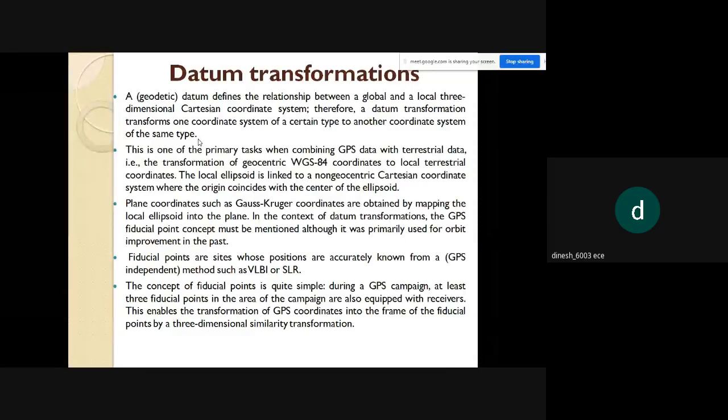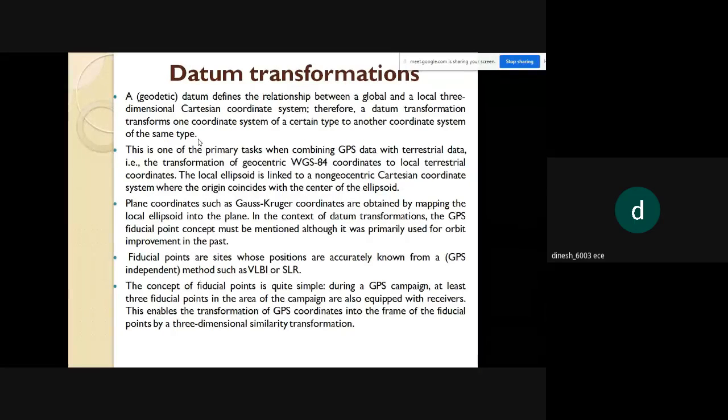The local ellipsoid is linked to the non-geocentric Cartesian coordinates where the origin coincides with the center of the ellipsoid. The plane coordinates, the Gauss-Kruger coordinates, are obtained by mapping the local ellipsoid into the plane with the concept of datum transformations, and the GPS fiducial point gives us much more information about the orbit moment in the past, which can be kept as a reference point and used for further examination.